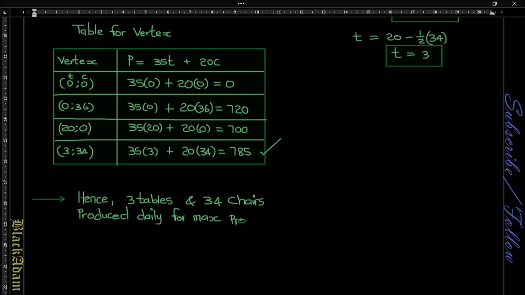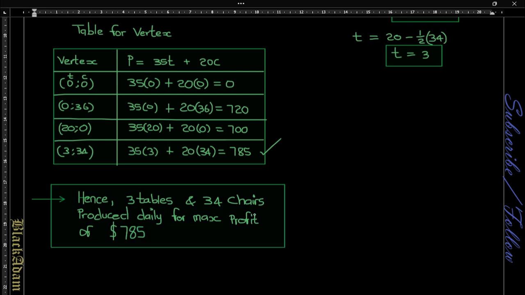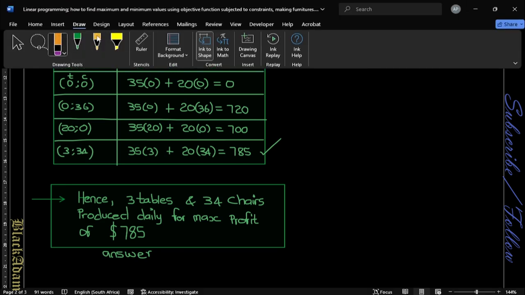That's how powerful this method is, developed by economists who are also mathematicians, and these people help a lot of companies achieve their profit. So the maximum profit is when they make 3 tables and 34 chairs.